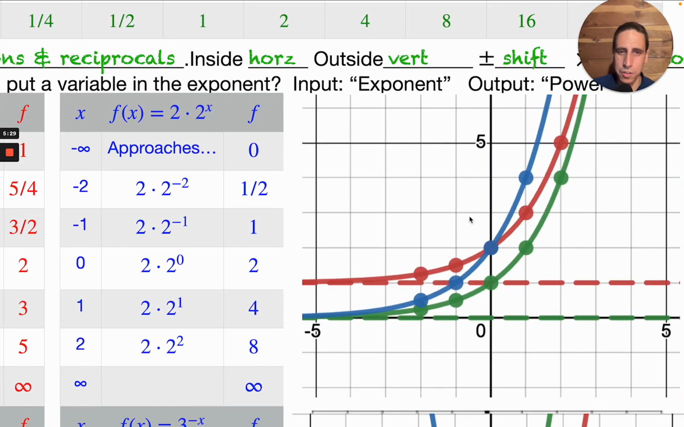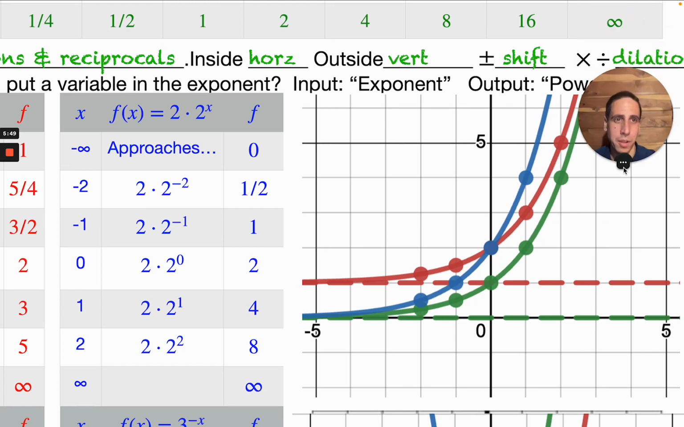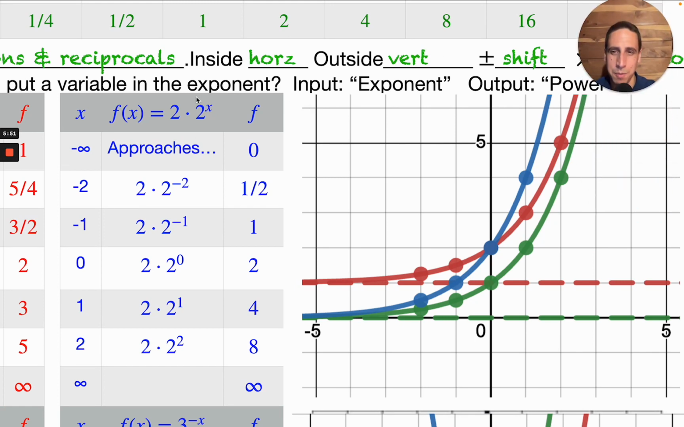Go ahead and make sure that you copy the graph down. It doesn't have to be perfect, but let's make sure you do at least the green. The green would be best because that's the parent function. The red is just a transformation. The blue is actually also a transformation. Notice this is 2 times all this. That's outside. It's going to be vertical, and multiply or divide means it's a dilation. Vertical dilation by a factor of 2.